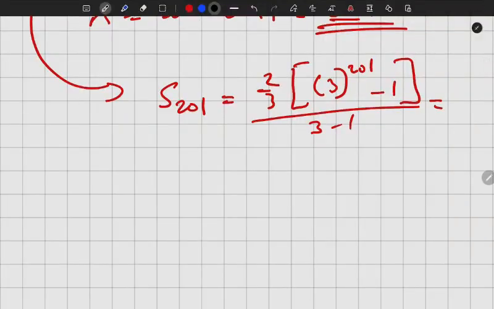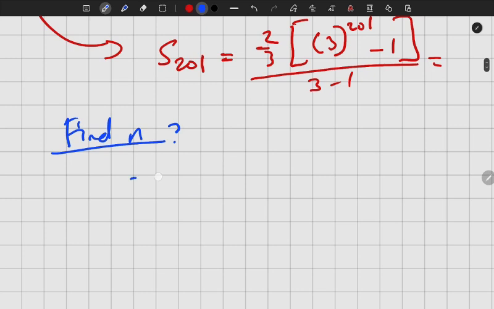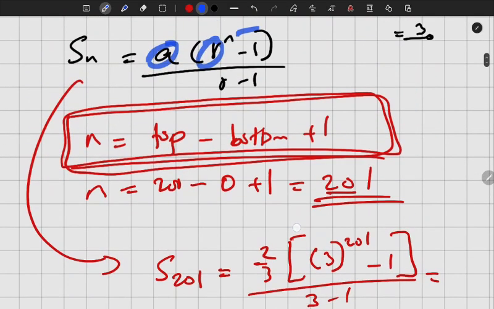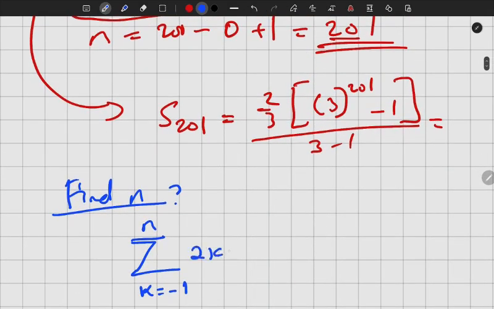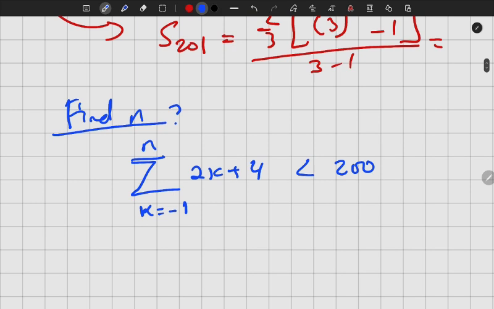And then also they might come with questions which are like this, where they say find n. They give you maybe k equal to -1 all the way to n, and then they give you maybe 2k plus 4 is less than 200. They say find the smallest n such that this is less than 200. You do the same thing.